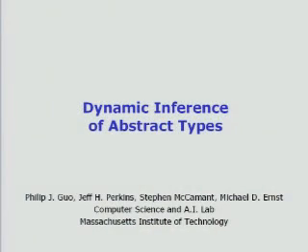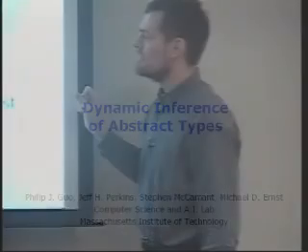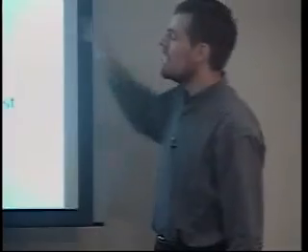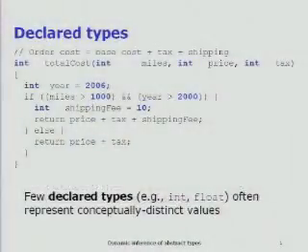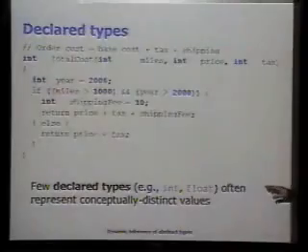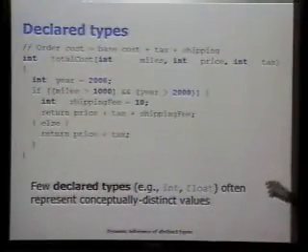So I'm very fortunate to have worked with three exceptional colleagues, Philip Guo, Jeff Perkins, and Stephen McCamant, on this work for dynamically inferring abstract types. So let me tell you what I mean by this. Here is a piece of code that is computing how much your order costs in some online marketplace, say. And you'll notice that we have just a few declared types. In particular, there are lots of instances of int here. And yet, these different ints mean different things.